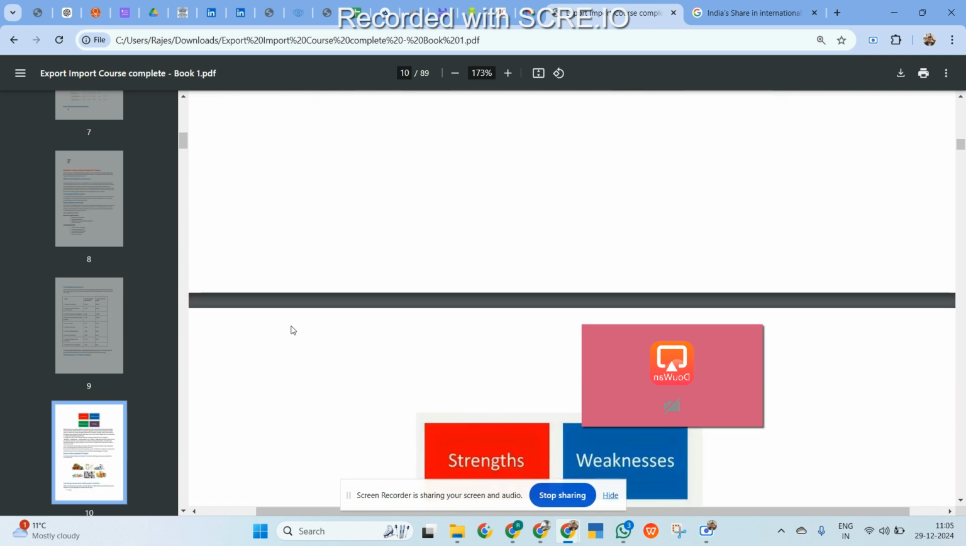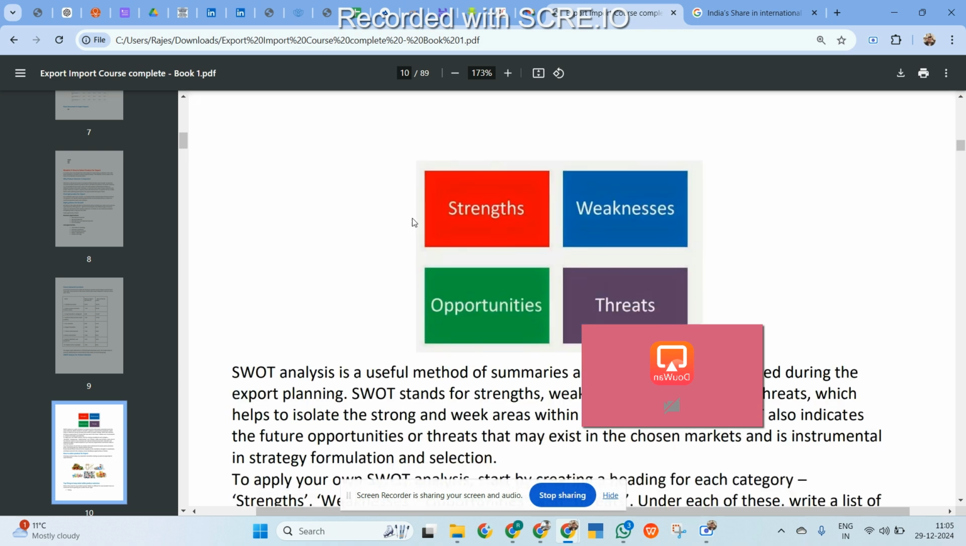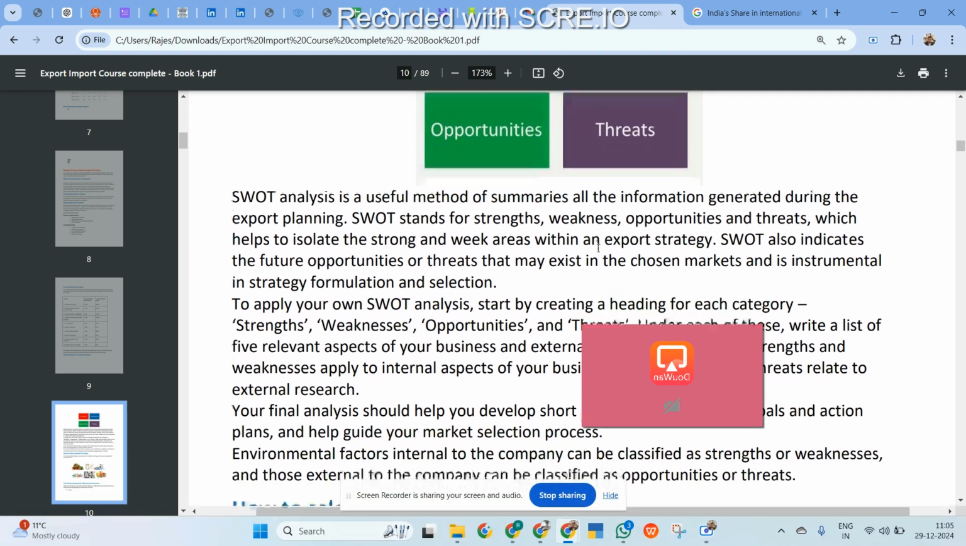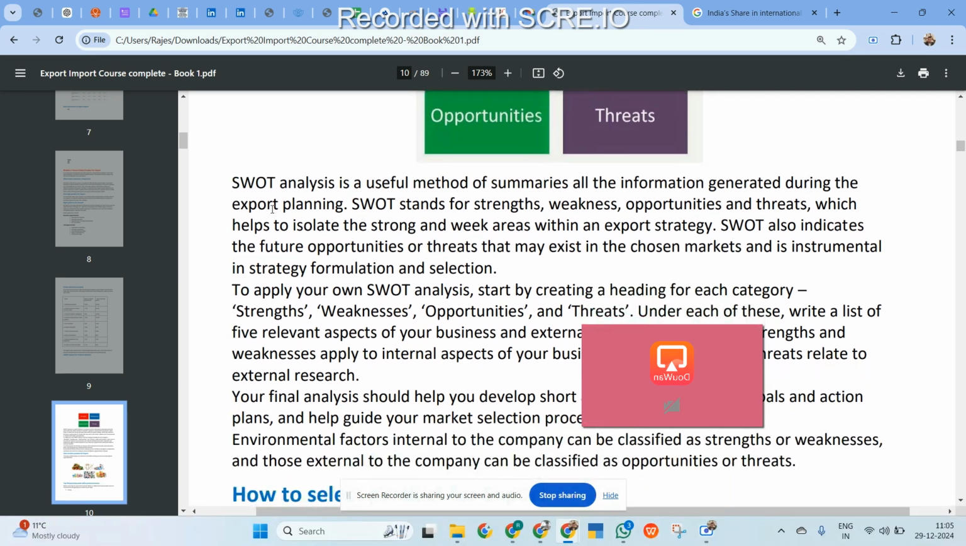SWOT analysis we have to do. What is SWOT analysis? We have to identify strengths, weaknesses, opportunities, and threats. It's also a useful method for summarizing all the information generated during export planning.